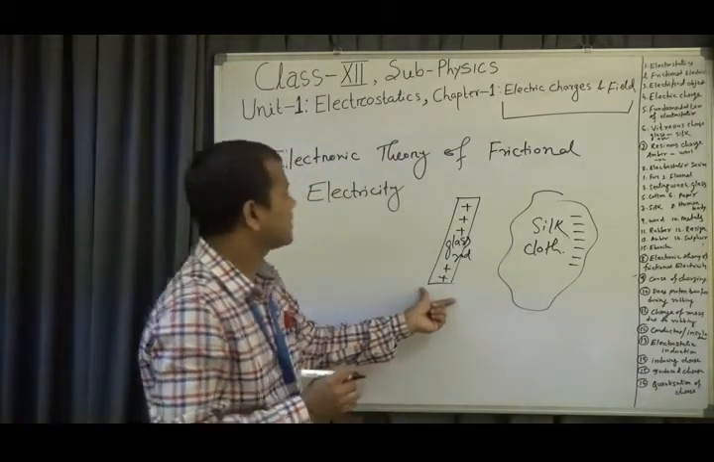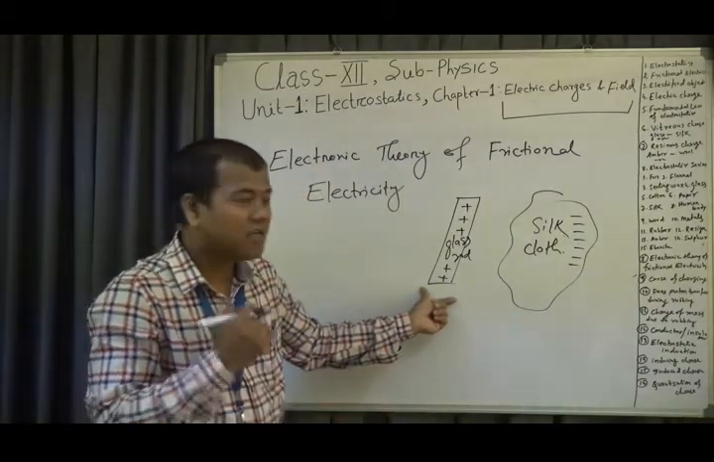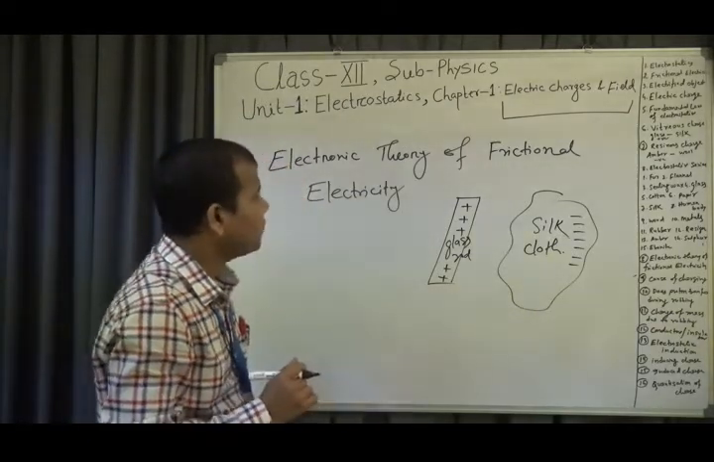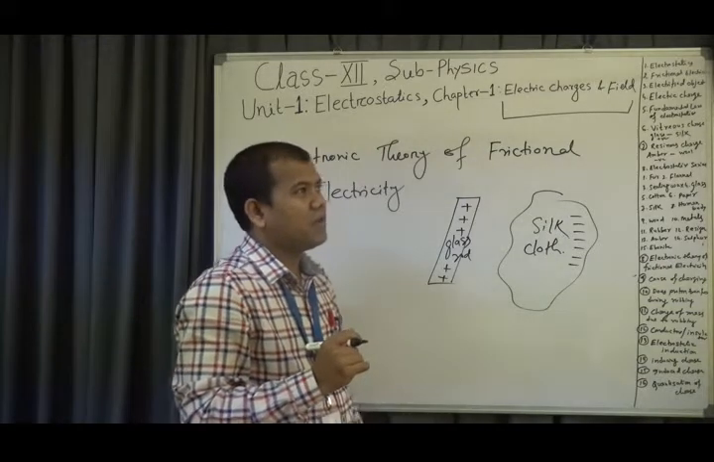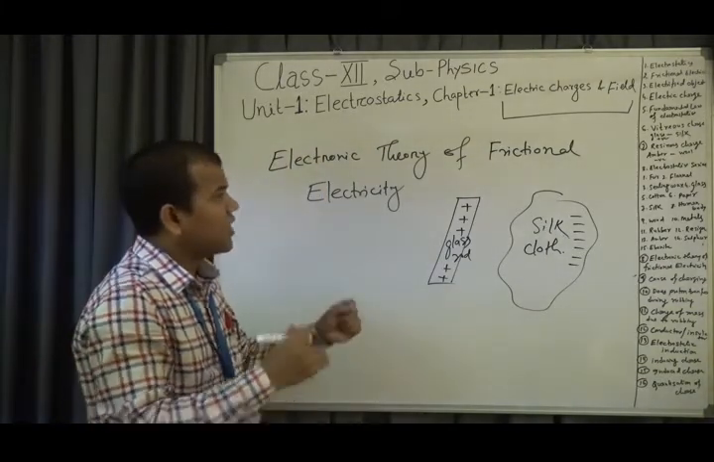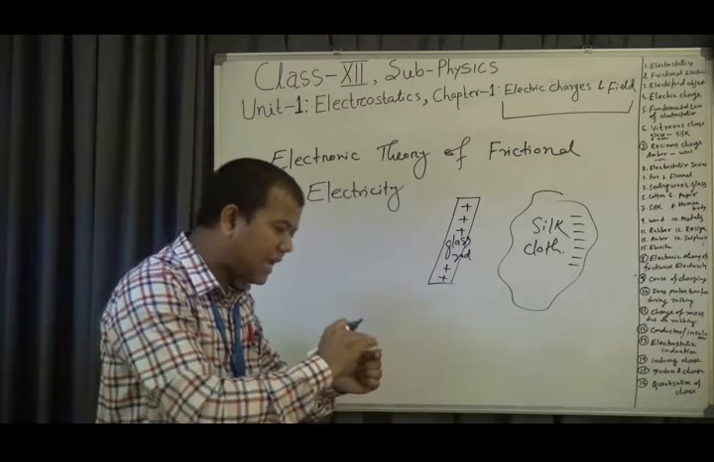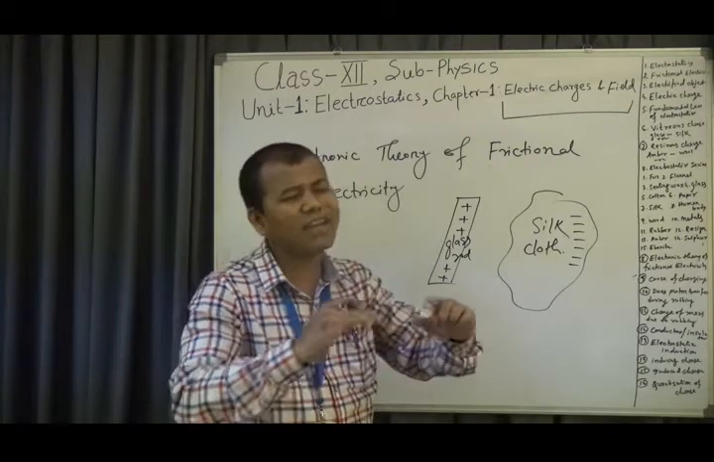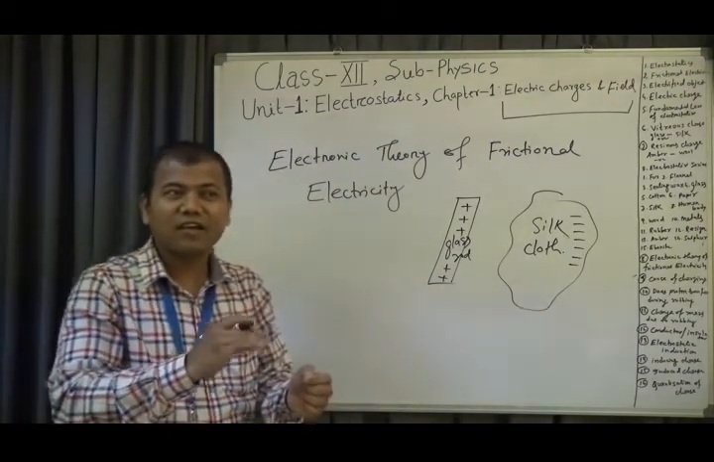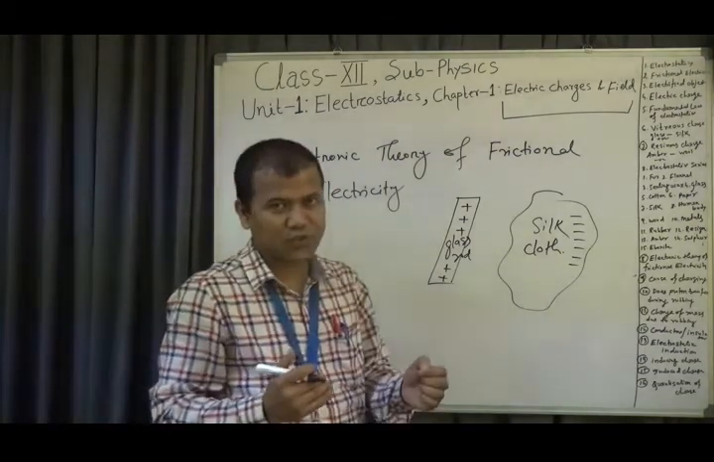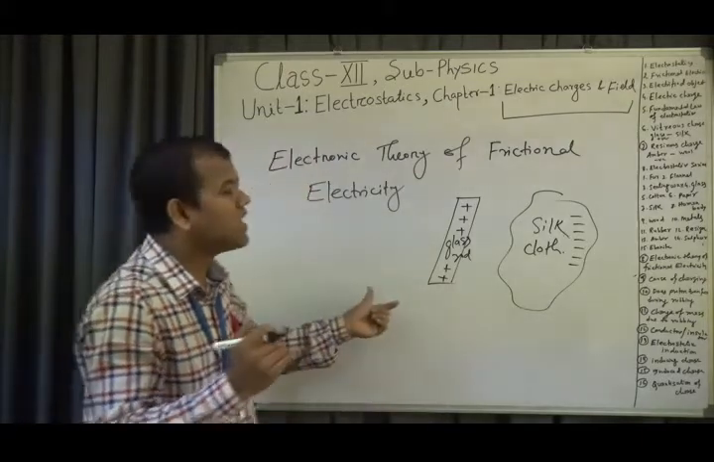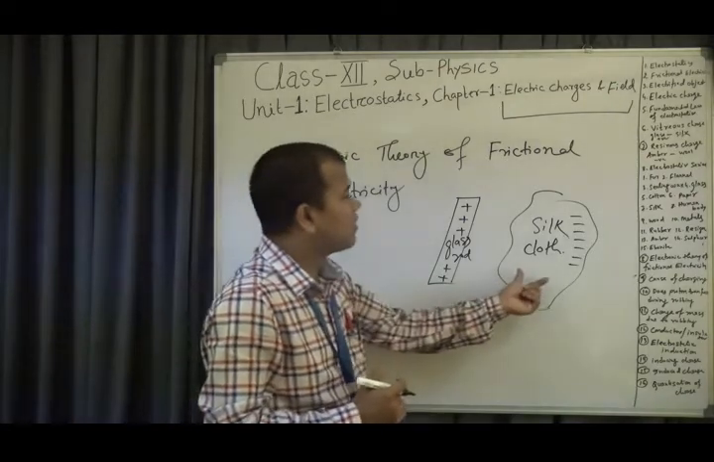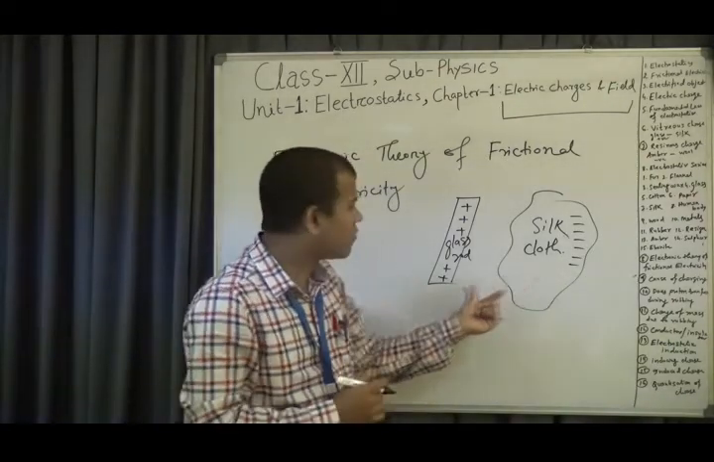Now the question arises, why? Yes, there is one inner concept. What is that? You know that whenever any object is rubbed, the electrons will be transferred. Which electrons? The loosely bound electrons. They are the outermost electrons known as valence electrons. So those electrons will be transferred. But why not the electrons from the silk cloth? Why from the glass rod?